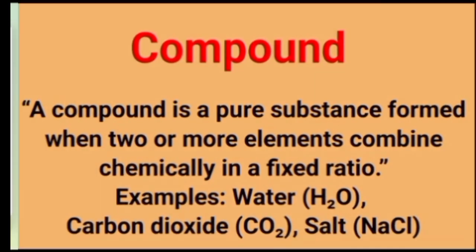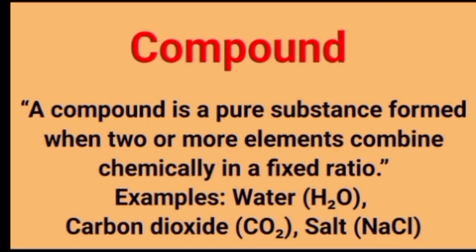Now let's talk about the compound. Compound is also a pure substance. It has the same and uniform composition and a typical formula that is used throughout the world. Compound is a pure substance, and how is it formed? It is formed when two or more elements combine. And how do they combine? They combine chemically and in a fixed ratio. When elements combine chemically in a fixed ratio, they form a compound.